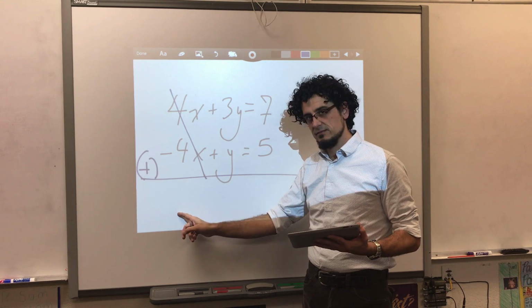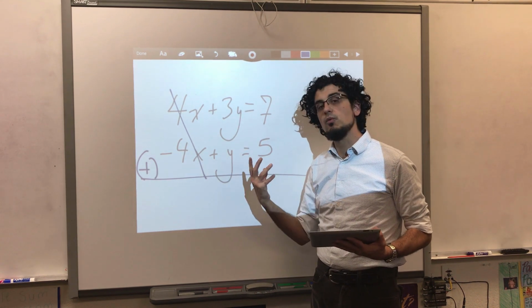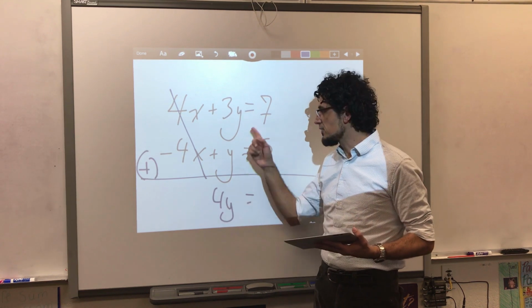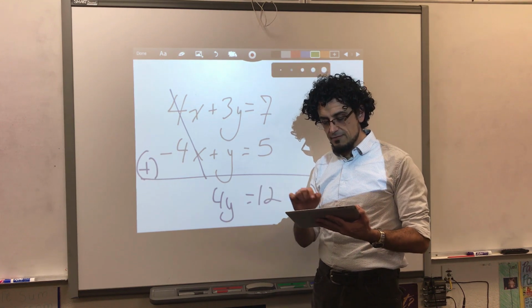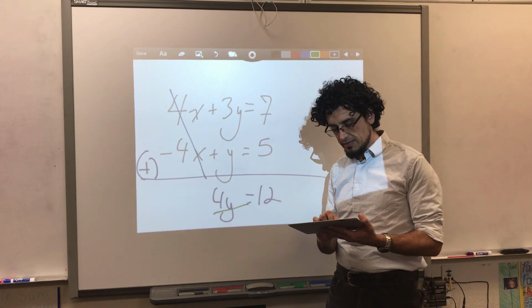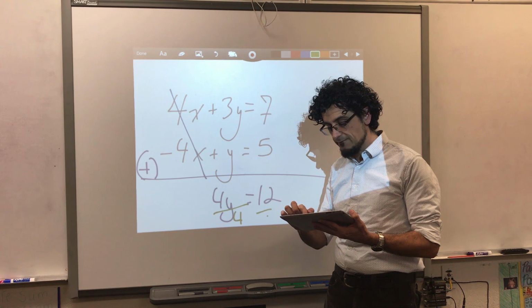I get 0x, and then from here I'm looking at 3 plus 1. 3y plus 1y gives me 4y equal to 7 plus 5, which is 12. Then I ask myself, 4 times something gives me 12. That number is 3, and I can isolate by dividing by 4 on both sides, and I end up with y equal to 3.